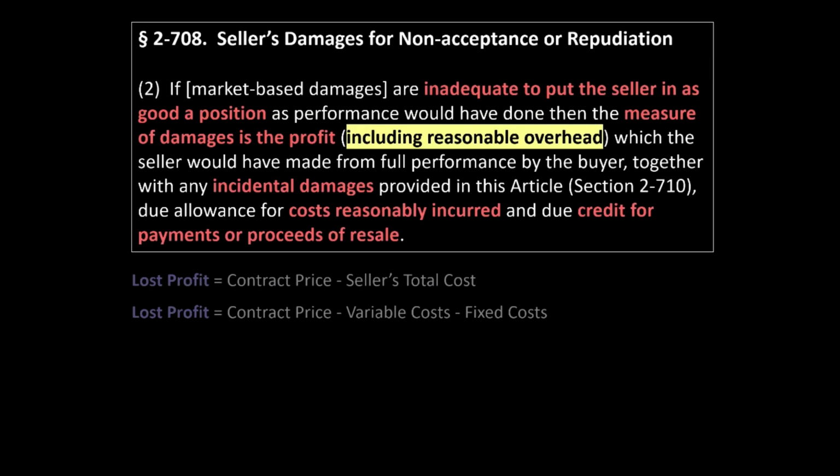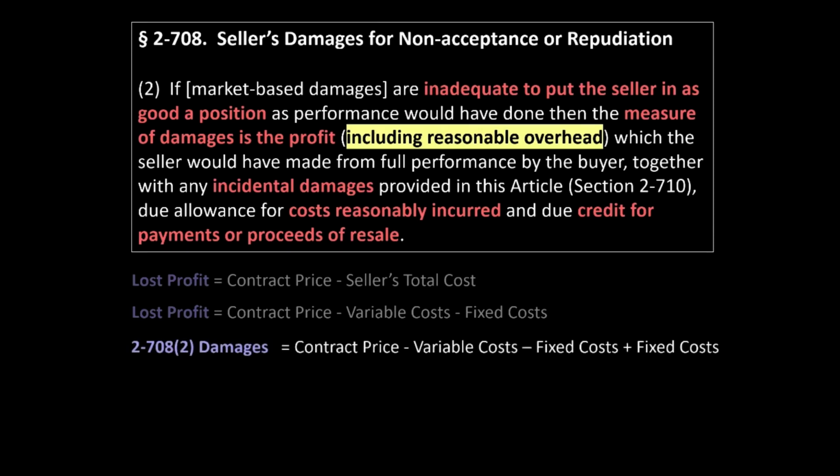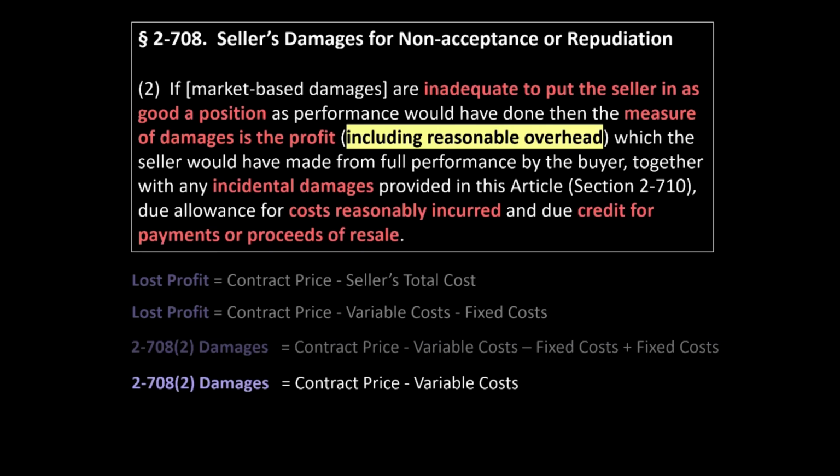So as we said, subsection 2 begins with the seller's lost profits as only the starting point for measuring the seller's damages. In addition to lost profits, the seller is entitled to recover that portion of its overhead that is reasonably allocable to the breached contract. Stated in another way, Section 708 subsection 2 measures the seller's damages as the difference between the contract price under the breached contract and the cost the seller would have incurred in performing the breached contract, that is, the seller's variable cost.